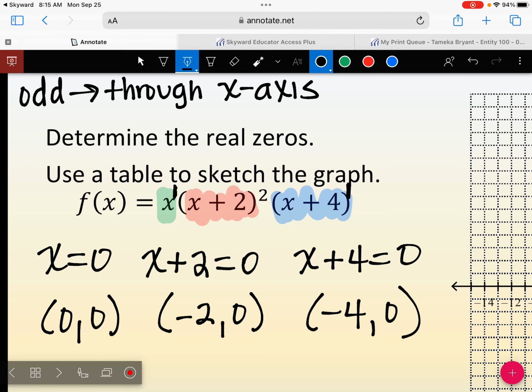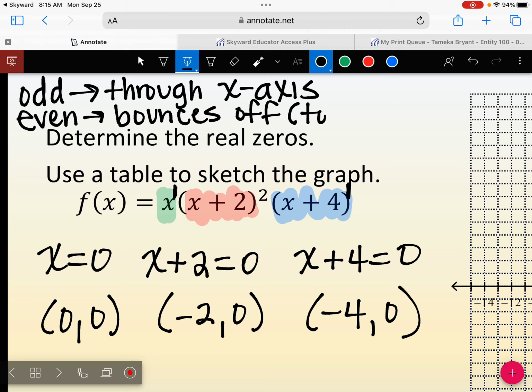But you see how my pink factor, the x plus 2, is even. When it's even, it'll bounce off. And I think the book says touches. I think the homework asks you, does it bounce or does it touch, something like that. I can't remember exactly how it's worded, but we're looking at the exponent on the actual factor. We'll come back and talk about that a lot more throughout today's lesson. So what would be the multiplicity in this problem?